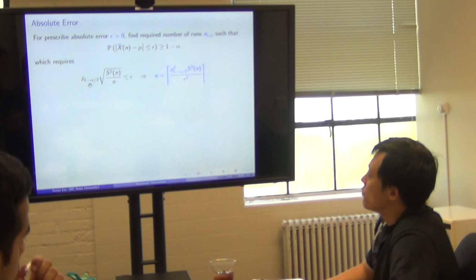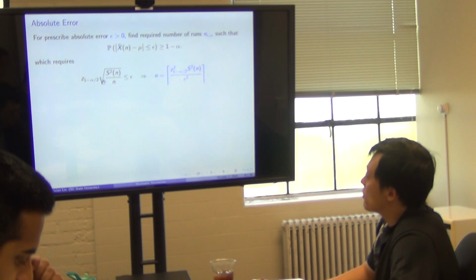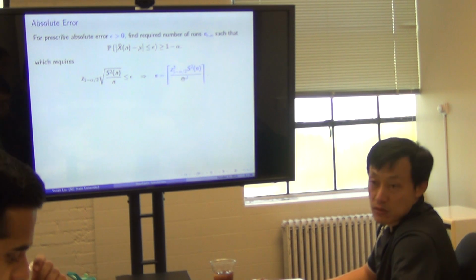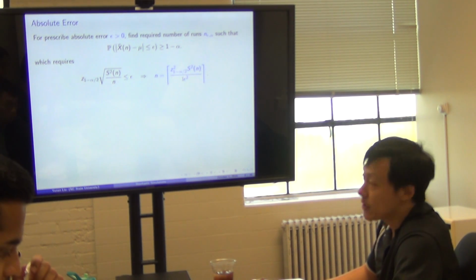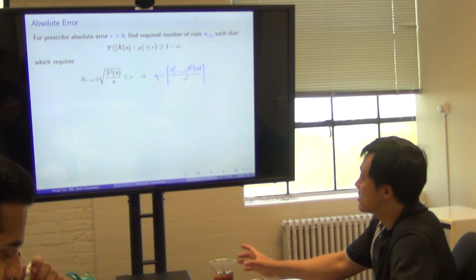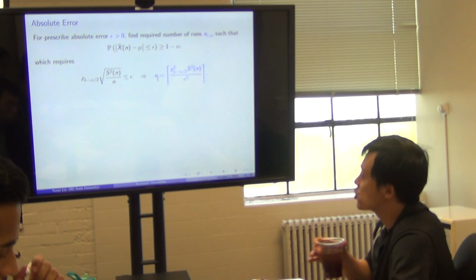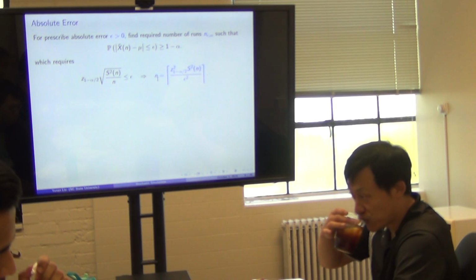Moving things around and squaring both sides, you have n equals this quantity divided by epsilon squared. Just simple algebra, right? And n has to be an integer, so let me take the ceiling of it to make sure it's strictly less than.